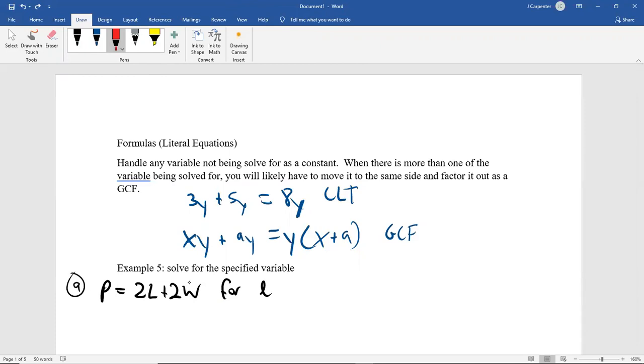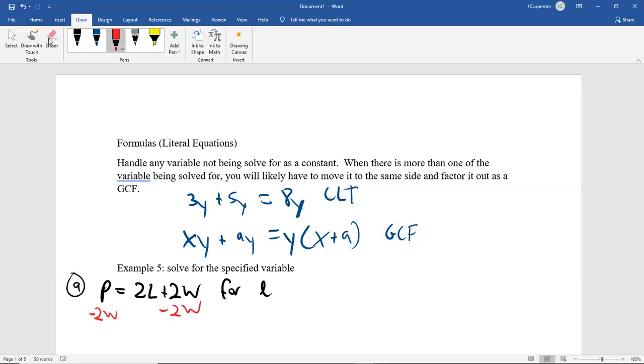There's no distributions, no like terms, no fractions, so we have to go to moving things by adding and subtracting. So this 2W and this 2 are what need to be moved. The first 2 is multiplying, so that'll have to wait until the last step. This 2W is adding, so we'll subtract it to move it. So we're going to subtract 2W.